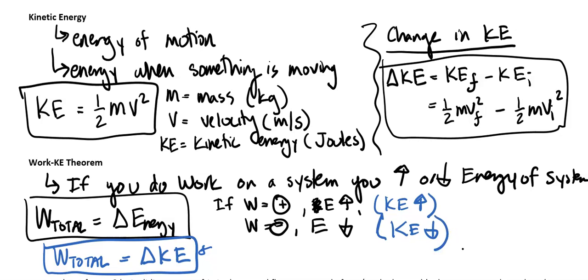And I want to think about what is something that will oftentimes do negative work on a system. A good example of that is friction.